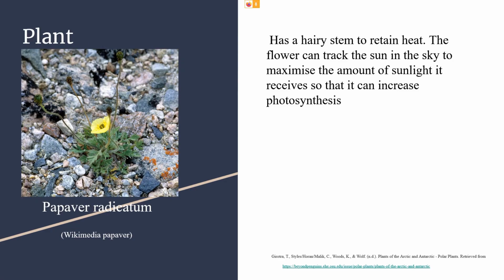There are also many plants in the Arctic. The one we're looking at is Papaver radicatum, and they have a hairy stem to retain heat. It works almost like fur, and the flower can also track the sun and sky, and it can move along with the sun to maximize the amount of sunlight it receives so that it can increase photosynthesis.